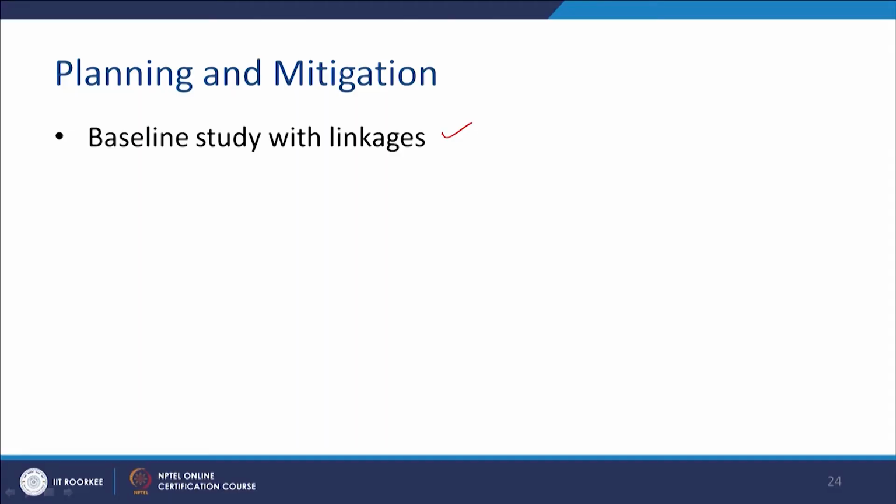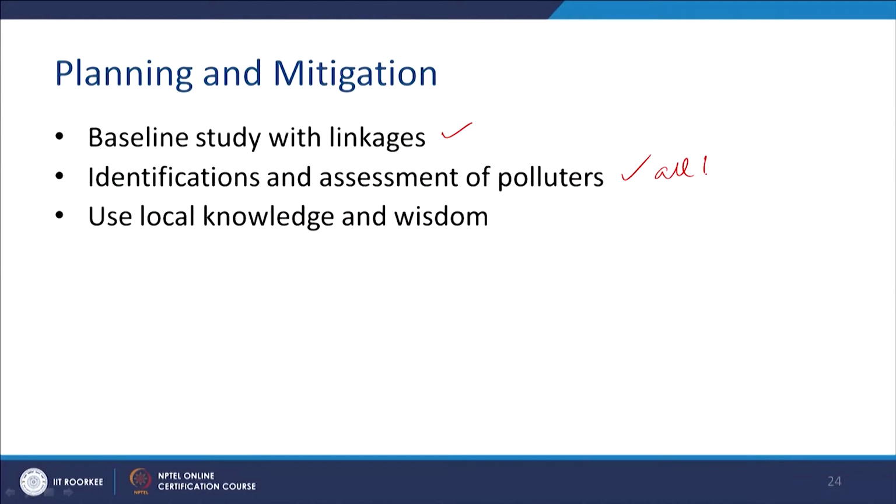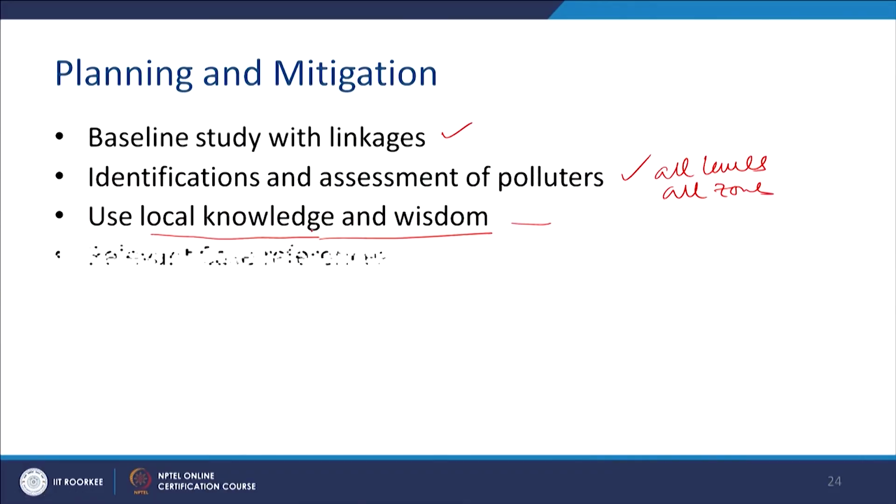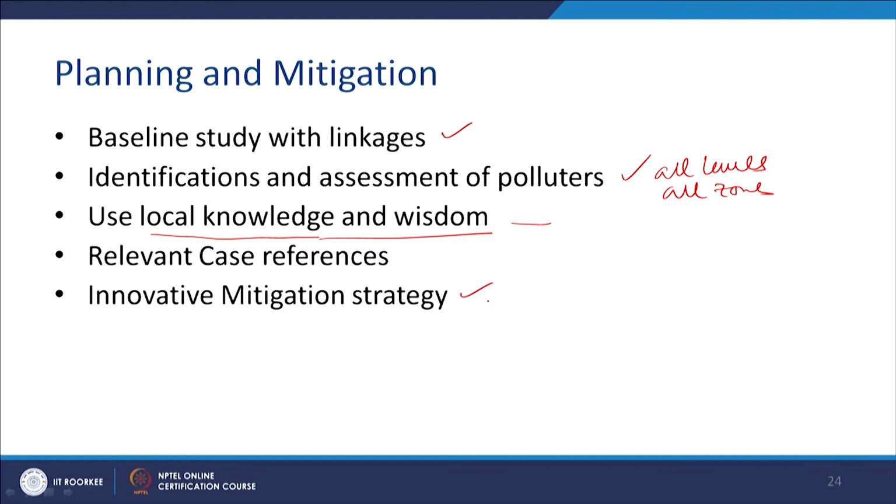Now, in the planning and mitigation, what we do is a baseline study with the linkages with the other components, identification and assessment of the polluters at all levels and all zones. Use local knowledge and wisdom. Sometimes we forget to talk with the local people, local representatives. They also have experience of staying in that particular area for years. So, that local knowledge and local wisdom should be used. Relevant case references, similar case references from the Indian context and other contexts need to be taken. Innovative mitigation strategies, and here we make several options and compare.